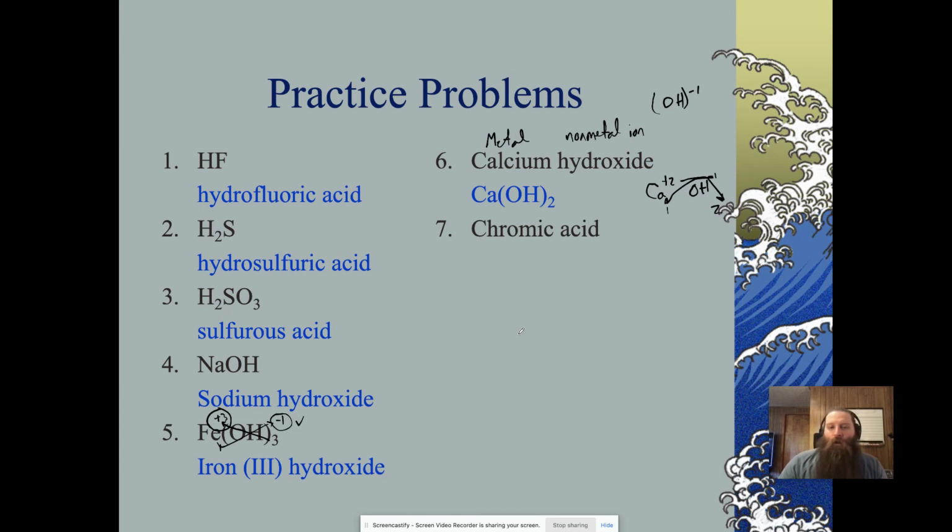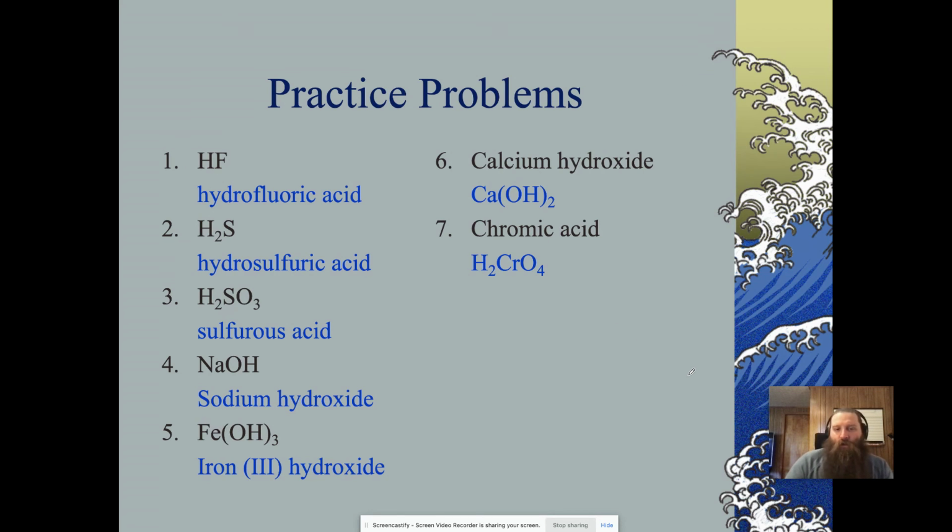Chromic acid. All right. Chromic acid does not have hydro out front. So that tells me right away it's an oxy acid. Ic tells me that I have an ate ending. So I know I'm going to have chrom, and then instead of ic, it's going to say ate. So I would need to look up on my table what chromate is. Chromate is CrO4 minus 2. It's an acid, so it has hydrogen out front. So that's plus 1. So I cross my charges. 2, 1. I have 2 H's and 1 chromate ion. And there it is. All right, I'm going to get rid of some of this scratch work.